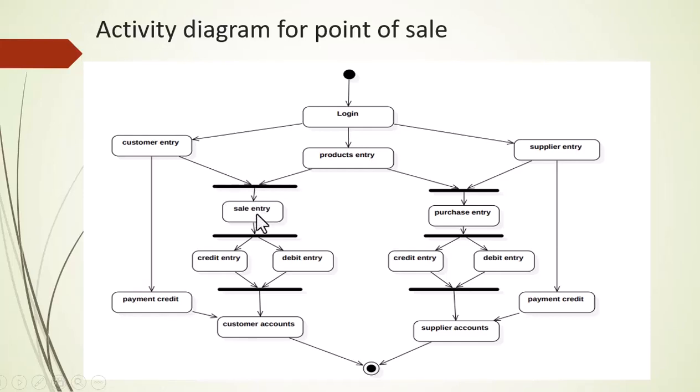Then sell entry, and after sell entry we have two further activities that run in parallel, that is debit entry and credit entry, and then these two combine and enter into customer accounts. But from customer entry we can go to the payment credit section, and when time passes, eventually the payment can also be entered here. Similarly is the case with purchasing.